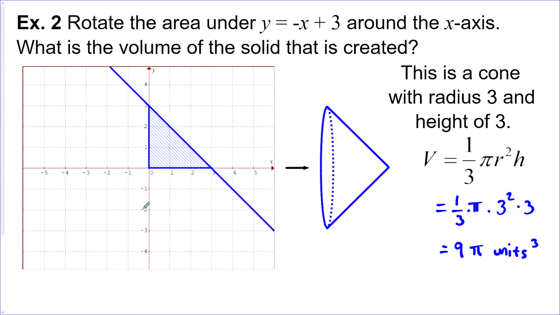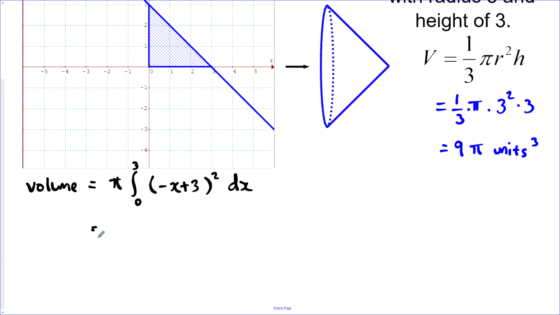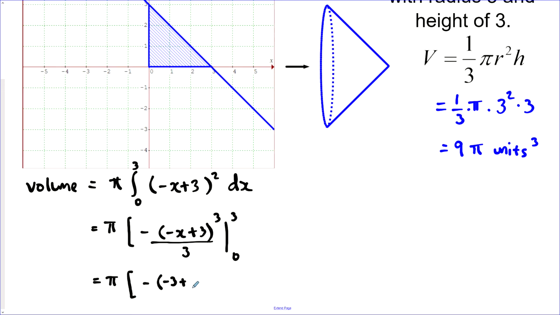Let's go back and try example 2 using integration. We've got our volume is equal to pi. We're going to integrate from 0 to 3, negative x plus 3 squared. We'll leave the pi in front as a constant and find the antiderivative of that. It would be negative x plus 3 to the power of 3 over 3. And we need to evaluate that at 0 to 3. So our first one, when we put in 3, is actually going to be 0. And then we've got a minus, so this will be plus 0 plus 3 cubed over 3.